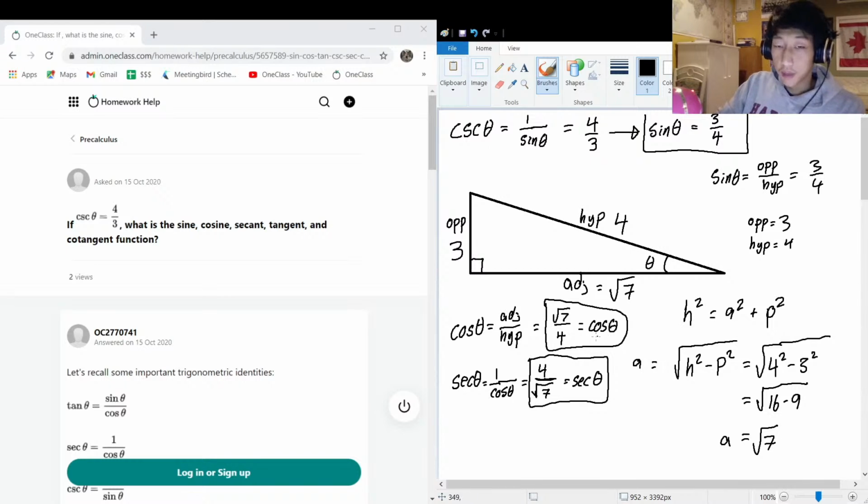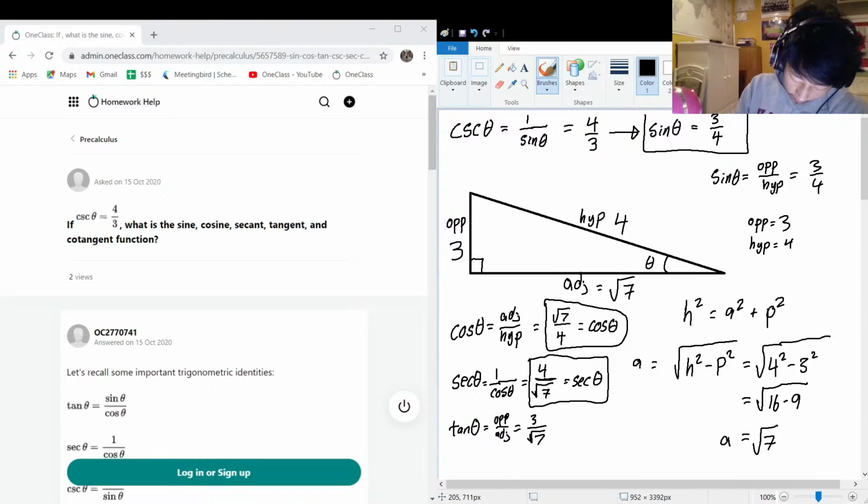Awesome. And then for tangent, we know that tangent is equal to opposite over adjacent. What's our opposite? That's 3. Our adjacent is root 7. And that would just be tan theta, 3 divided by root 7. Ain't that a nice simple thing?